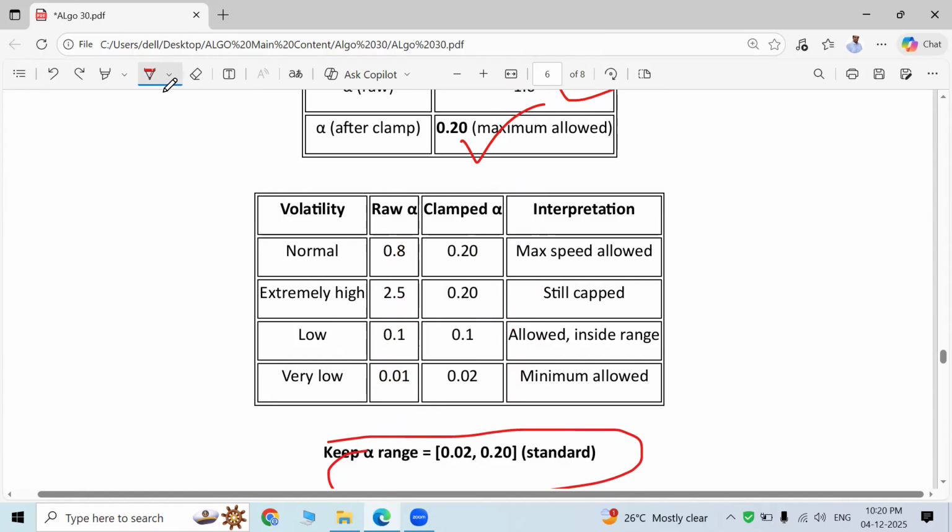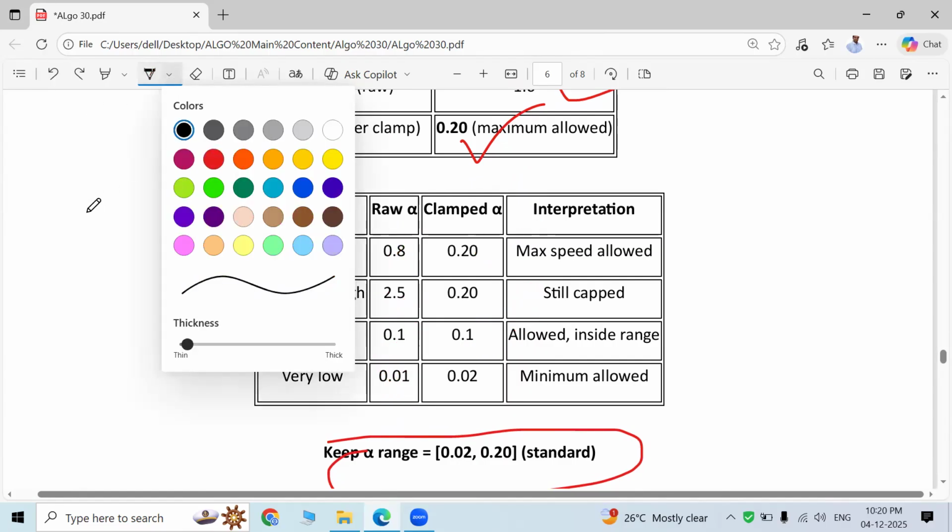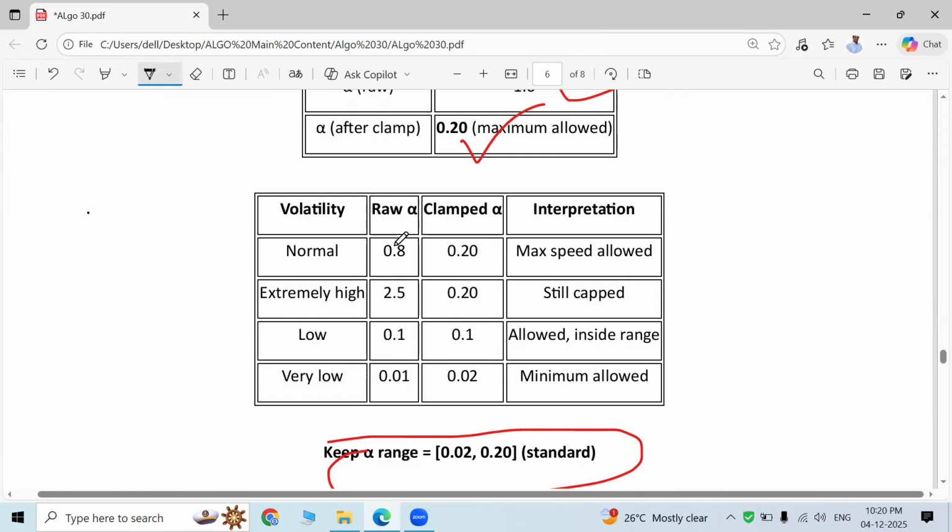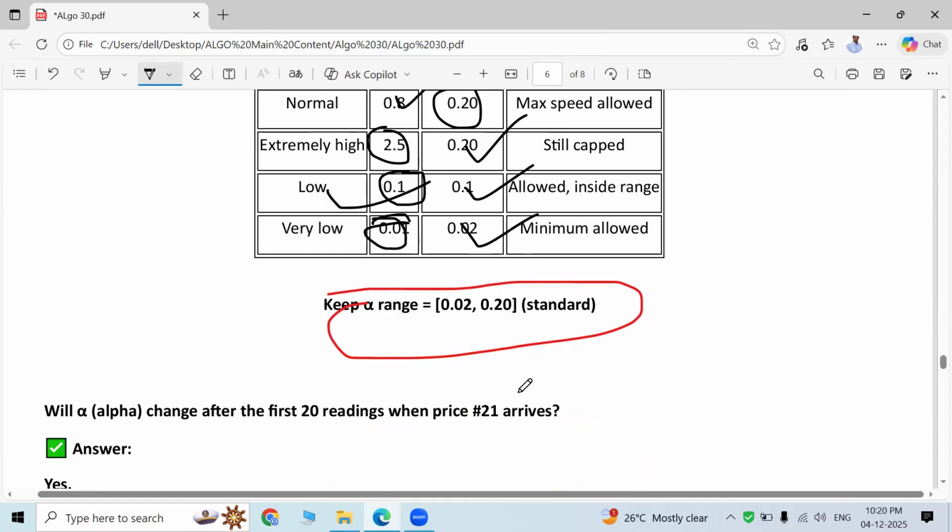So if the values are high, we are not going to choose that. If the values are low, we are not going to choose that. If the value is in the range, we can say it's in the range. So the low value of alpha is 0.02 and the high value is 0.20.